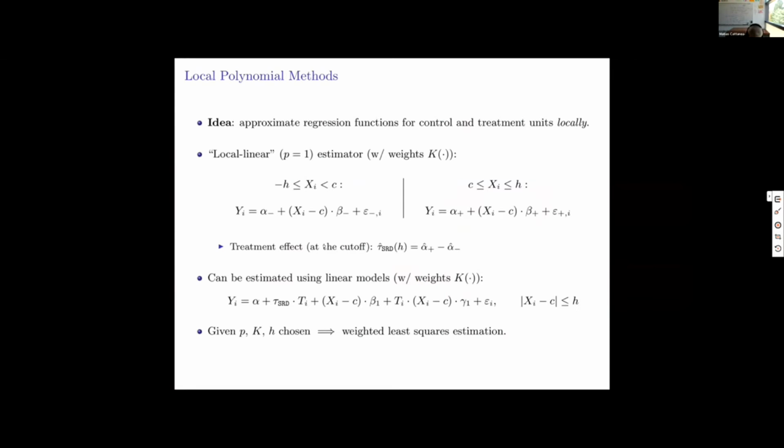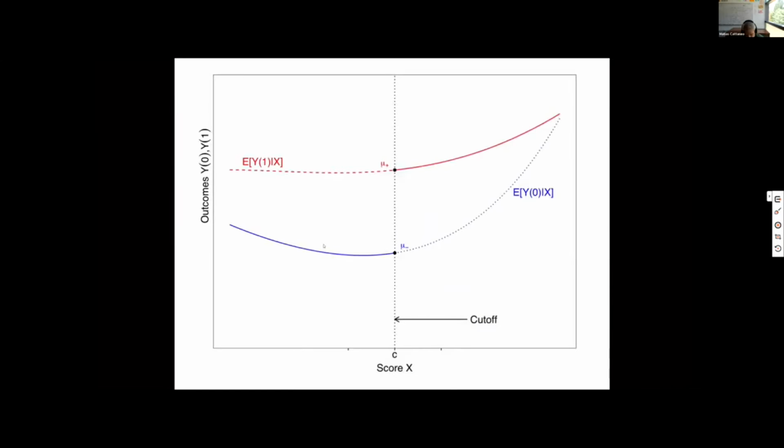And then, of course, this representation is only valid for p equal to 1. If you were to think of quadratic fitting locally, then you will still localize this way, but you will have to add the quadratic square term and the interactions as well. Okay, very good.